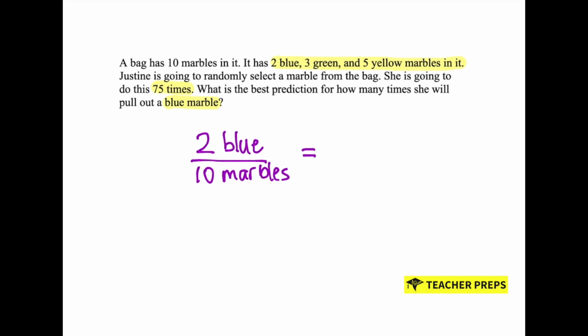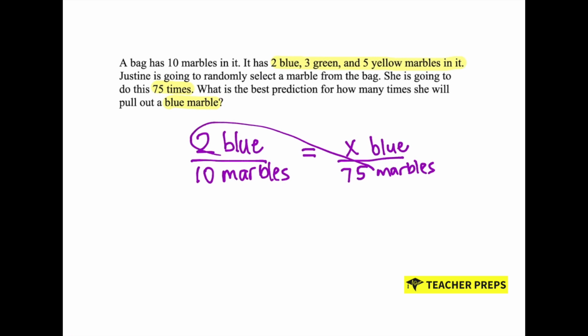The next step is to write the other side of our proportion. Since we have blue in the numerator on the left, we must have it in the numerator on the right. And then since we had total marbles in the denominator on the left, we must have that in the denominator on the right as well. We're going to solve this to get a prediction of how many times we get a blue marble out of 75 total times. We don't know how many blue, so we can use an X. And we're going to have 75 total.